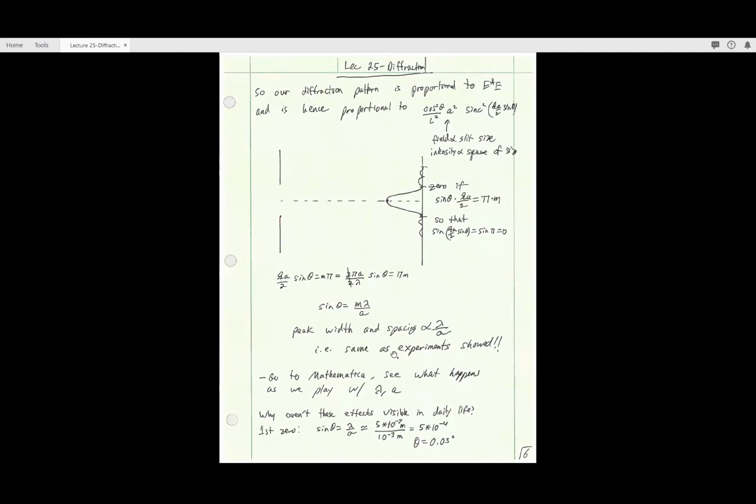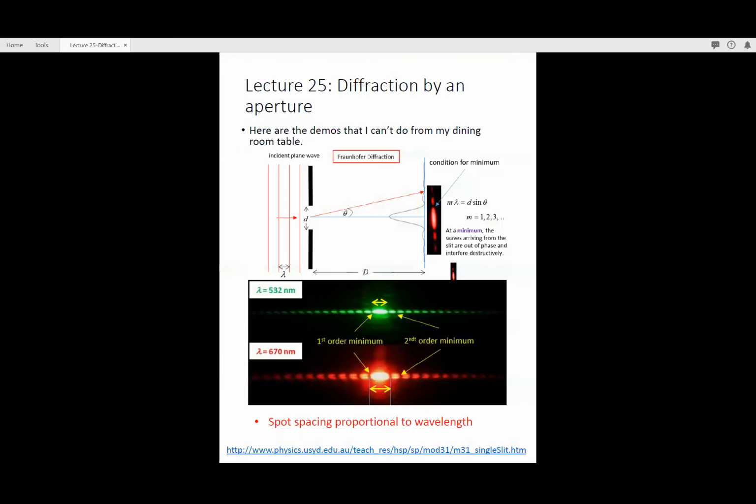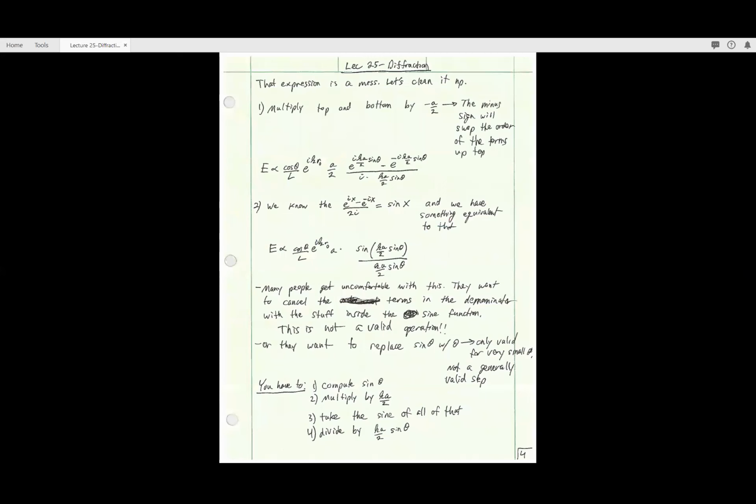All right, that's exactly like what we saw a few slides earlier, where we found that this width here was proportional to the wavelength, goes up as the wavelength goes up, and inversely proportional to the slit size, meaning that as the slits go from large to small, the diffraction pattern goes from small to large.